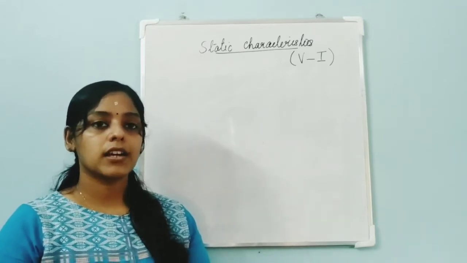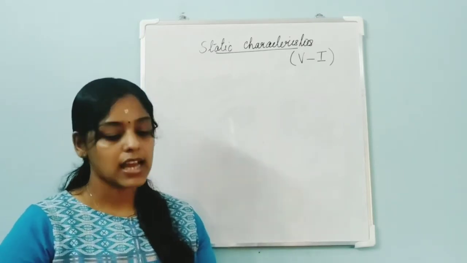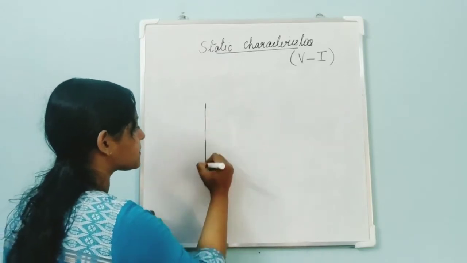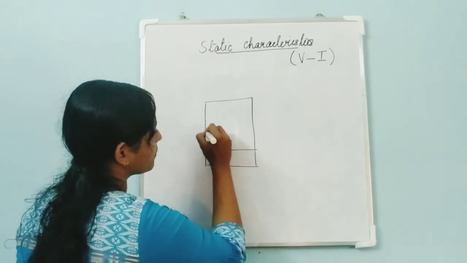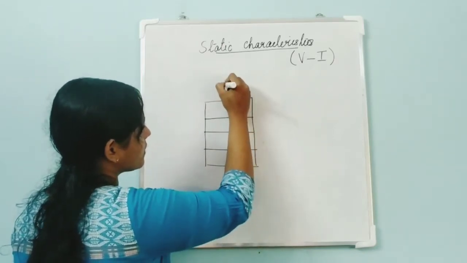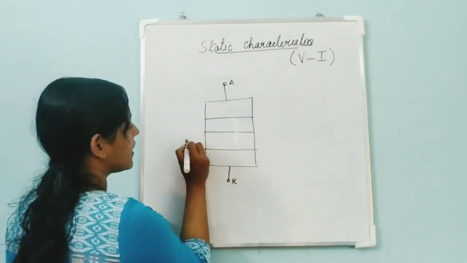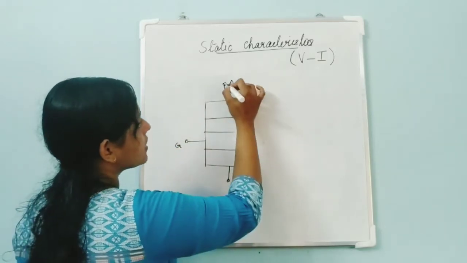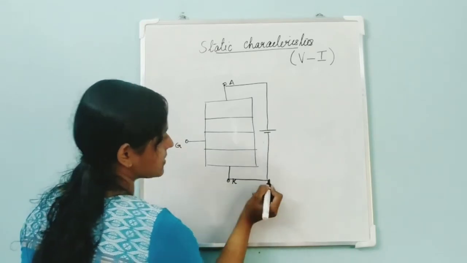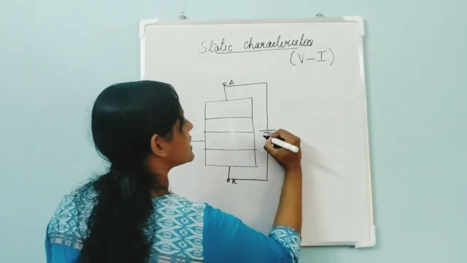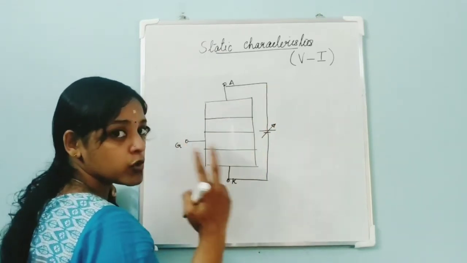To make you more aware of the VI characteristics, let's just see the forward blocking mode. We have an anode, a cathode, and a gate. It's a forward blocking mode, so this is the biasing that we are providing. And this voltage, we are now going to analyze two main parameters.